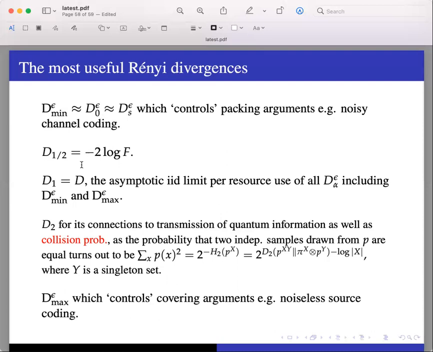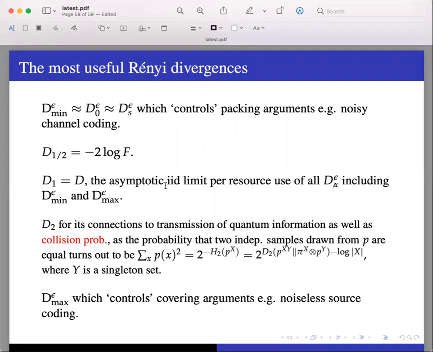Then d half, the non-smooth one. D half is important because it's minus 2 times the logarithm of the fidelity. And fidelity was a very useful notion of distinguishability of probability distributions. It will become even more important when you go to the quantum half of the course, but that is already captured by Renyi at d half. Then d1 is important. This is the good old Shannon relative entropy. We know a lot of information theory built around that.